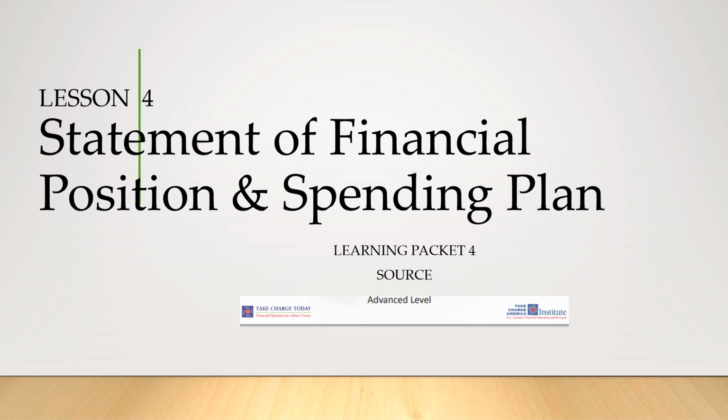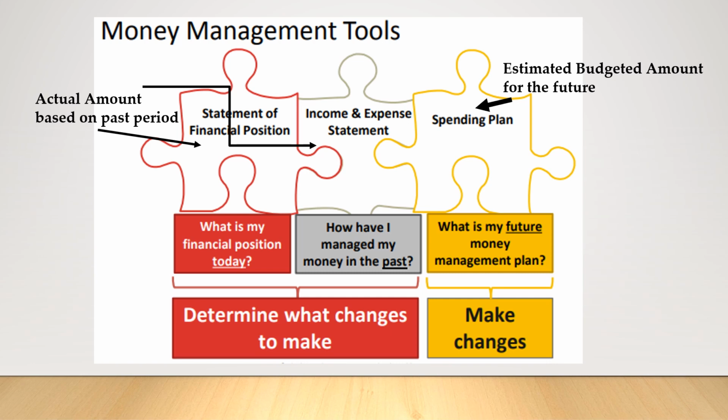But what we're going to have here in personal finance, of course, will be your personal financial position, your personal balance sheet, your household income and expenses, or your personal income and expenses, then your budget or your spending plan. In personal finance, these are the different money management tools that we can use. The first one is the statement of financial position, which I mentioned earlier is our personal balance sheet.